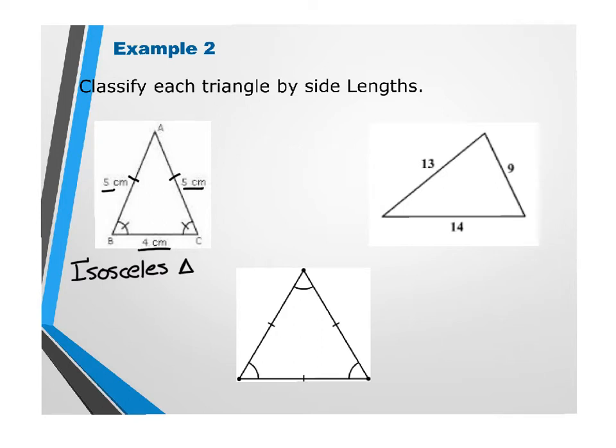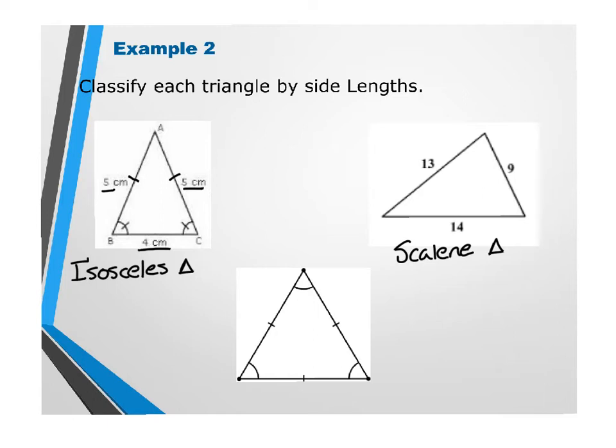And then this triangle over here, where you see 13, 9, and 14 as side lengths. None of those side lengths are equal to each other. So this is going to be a scalene triangle.